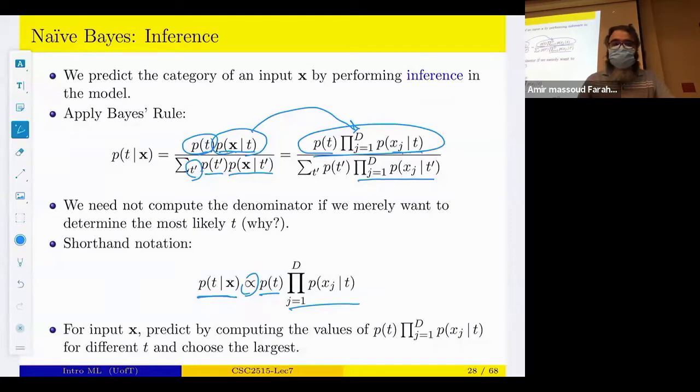So if we want to find the best class for input X, we compute all these quantities here, P of T and this one, for all different values of T. In the spam or not spam case, it would be 2. But if you have, say, a 10 class classification, you have 10 different values of T. You compute it, then you choose the value with the largest probability, or some quantity that's proportional to probability.